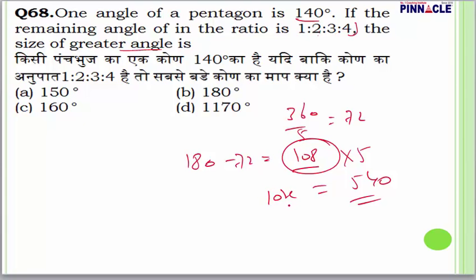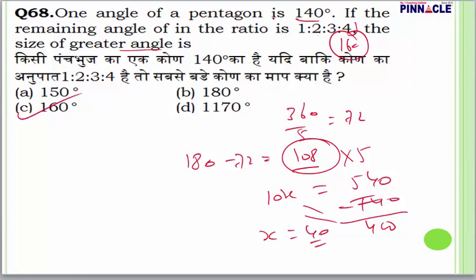10x is equal to 540 minus 140. Why minus 140? Because one angle is already calculated, that is 140. So 10x is equal to 400 here. Value of x would be equal to 40. 4 into 40, 160 would be the value of this. Answer is C, because one angle is already calculated. The remaining is 400, that is equal to 10x.